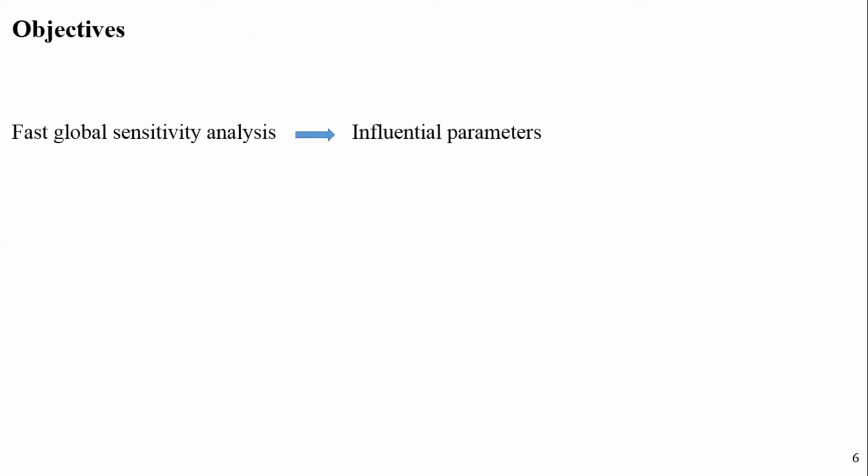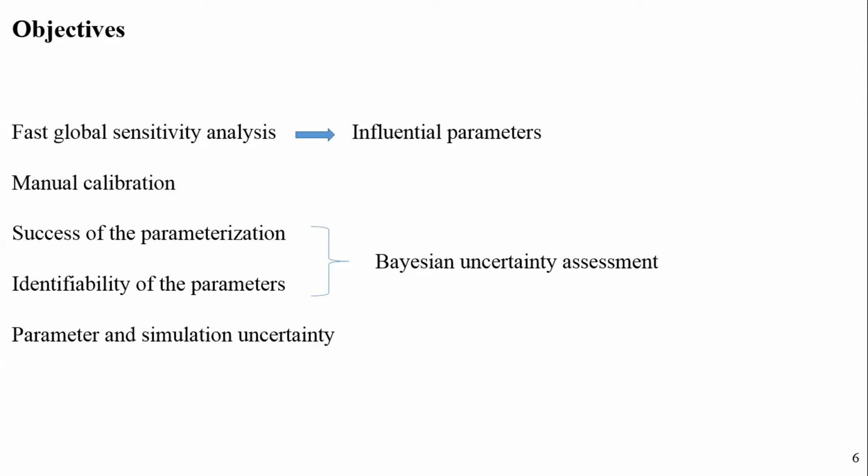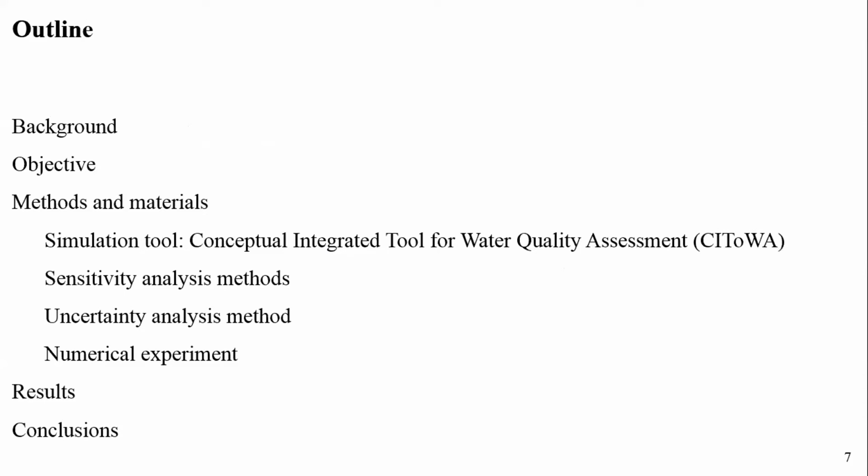So the objective of this research is to present a solution to the parameterization of water quality models by the use of fast global sensitivity analysis to identify the influential parameters, and then using manual calibration. The success of parameterization and the identifiability of the parameters are evaluated using Bayesian uncertainty assessment. Using the uncertainty analysis, it's possible to quantify the parameter and the simulation uncertainty. So in the following, I will present the methods and materials, next the results, and finally the conclusions.